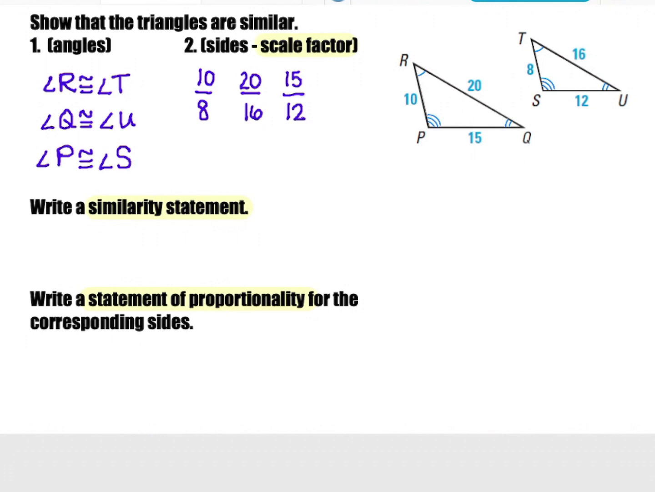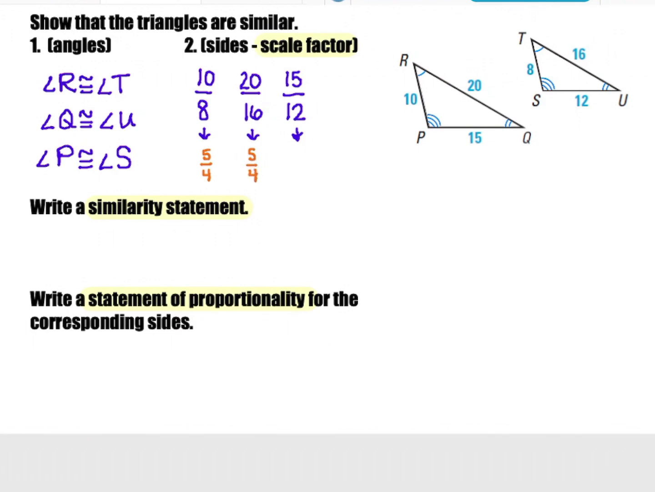And there's a few ways to do that. We could cross multiply and make sure that that comes out equal. We could reduce each fraction and see if they're all equal. And another way is we could just straight up divide 10 divided by 8, 20 divided by 16, 15 divided by 12. If those all come out to the same decimal, then they're equal to each other. I'm going to try that reducing thing. This first one I can divide by 2. Here I can divide by 4.